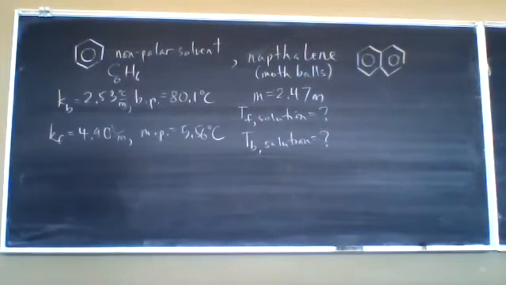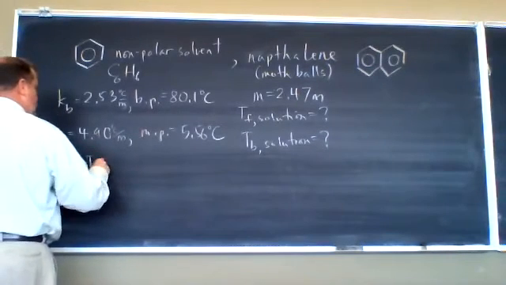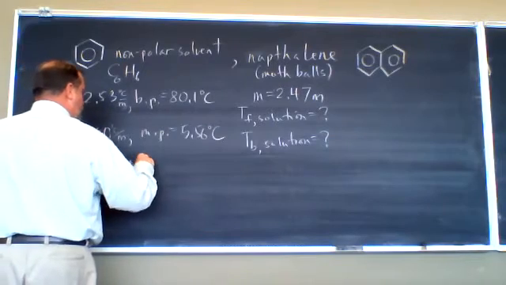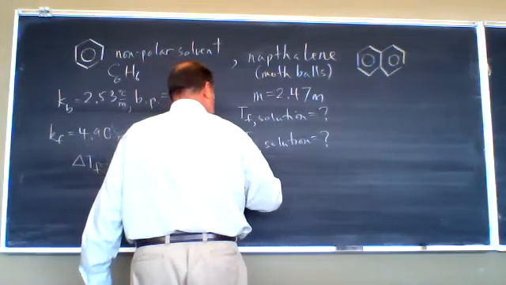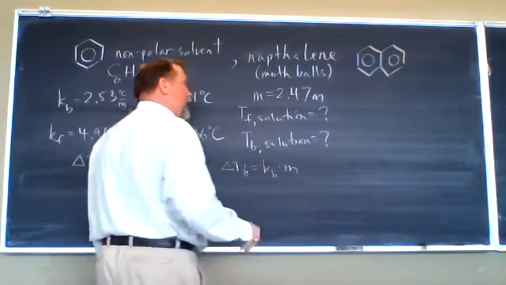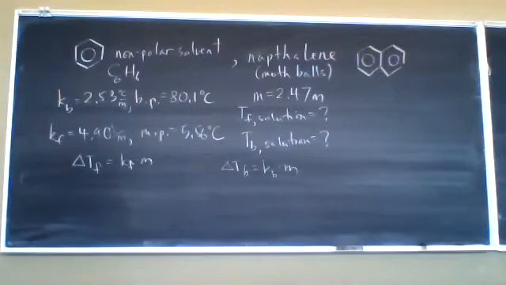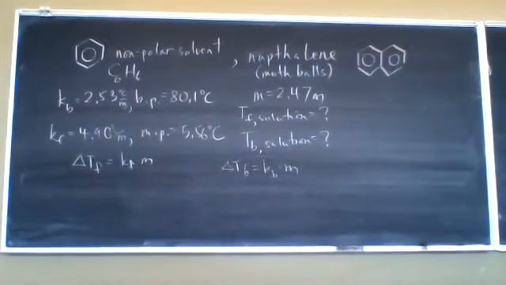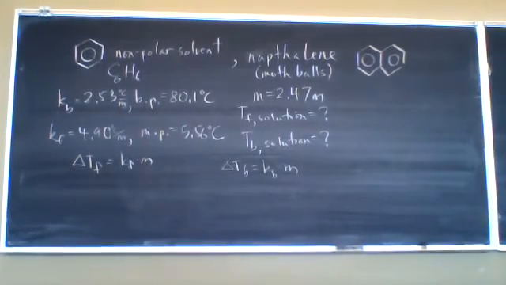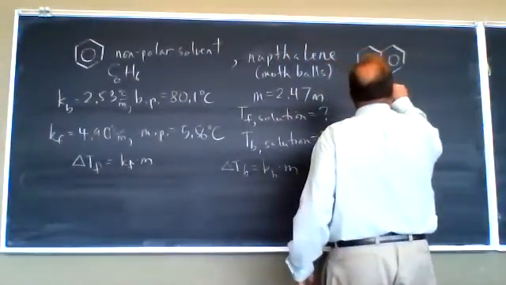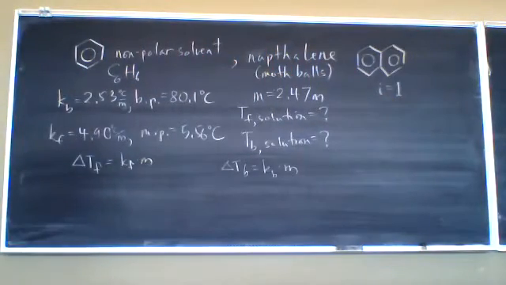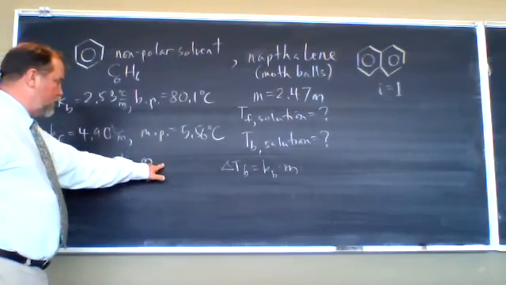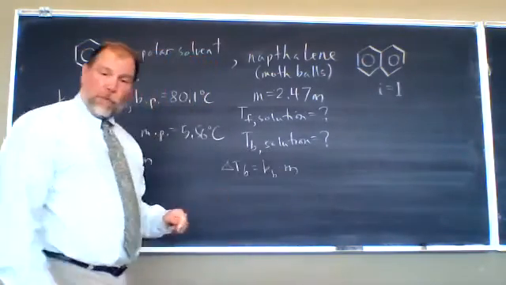So the equations that we're going to work with: delta T sub F is equal to K sub F times m. Delta T sub B is equal to K sub B times m. In both of these cases, naphthalene is a non-electrolyte. Therefore, we would expect naphthalene to have a Van't Hoff factor value of 1. So we don't need to put it in there. It's just understood. Times 1.